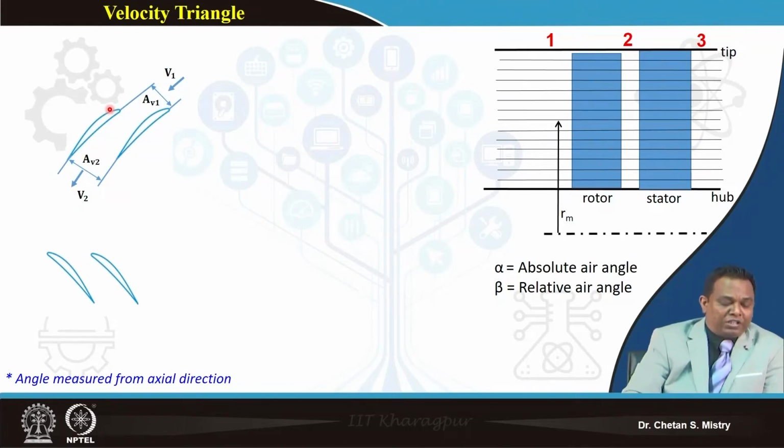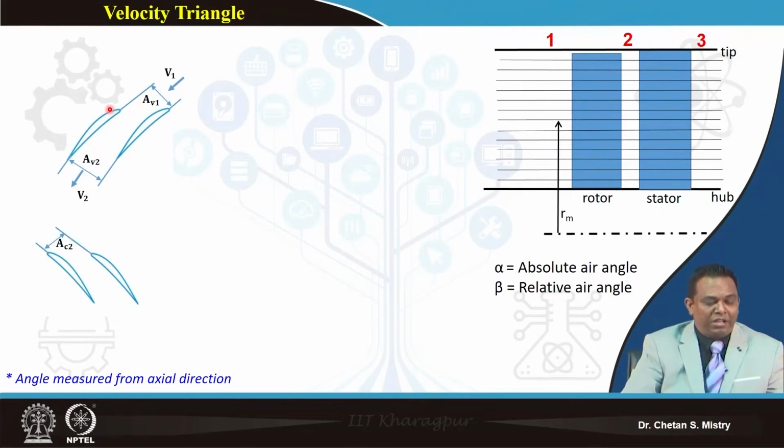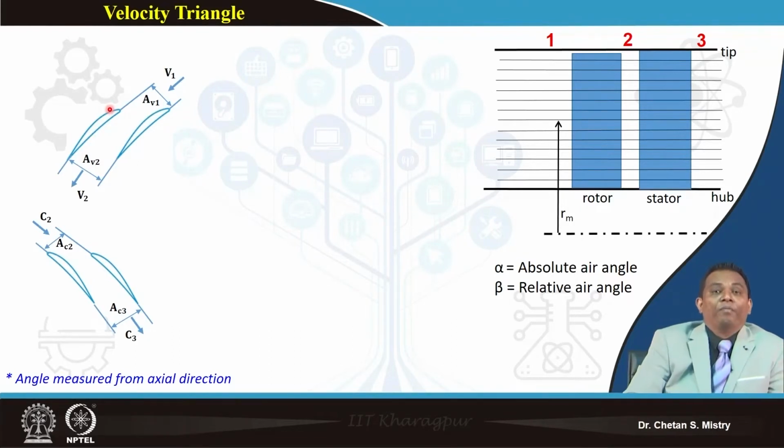Okay. Now let's talk about the stator and what is happening there. My flow will be entering with absolute velocity C2 and coming out with absolute velocity C3. Now with this background, I am sure you can make the velocity triangle because we have already discussed this part. So let's take your pen and paper and try to plot the velocity triangle with this background.